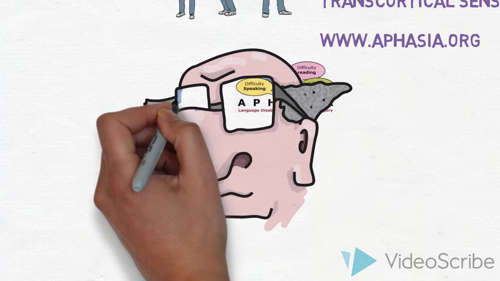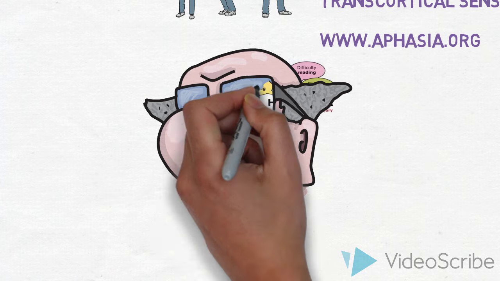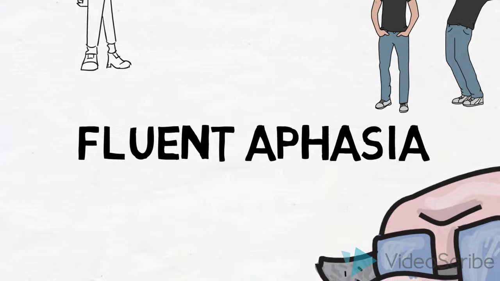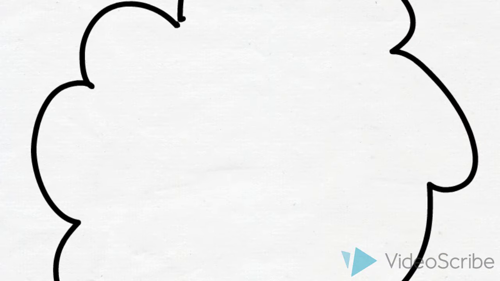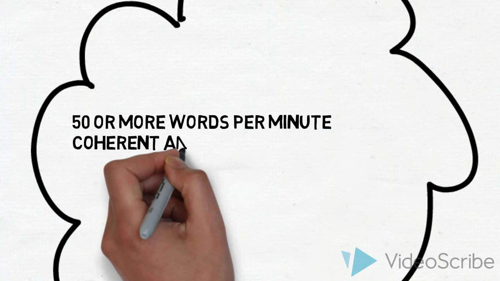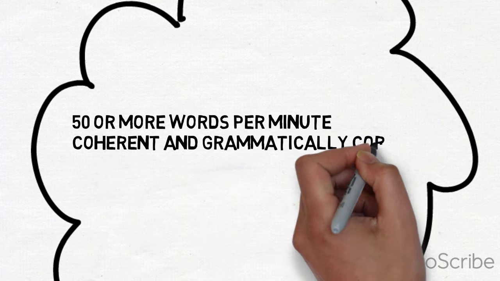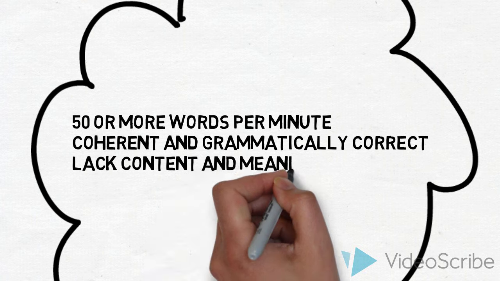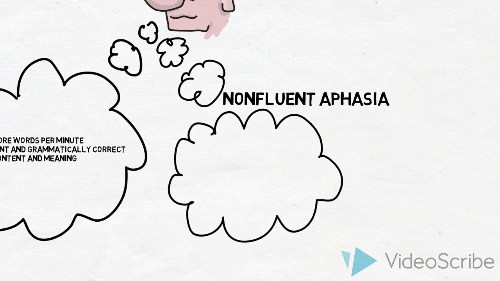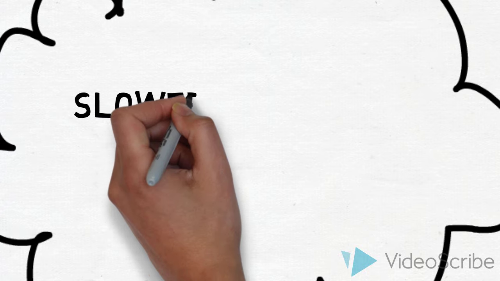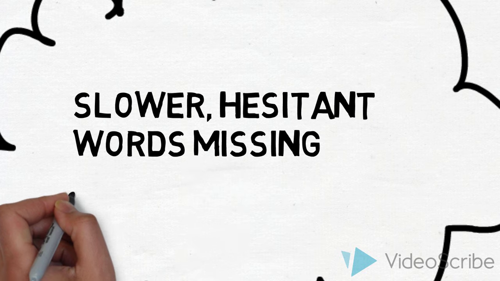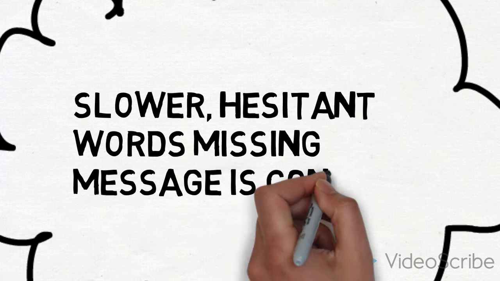Terms associated with aphasia: there's fluent versus non-fluent. Fluent aphasia is defined as using 50 or more words per minute. Depending on the severity and type of aphasia, a person's language may be coherent and grammatically correct, yet lacking content and meaning. In non-fluent aphasia, speech is slower and hesitant, and the patient may struggle to get their words out. Even though words may be missing, the message is still able to be conveyed.